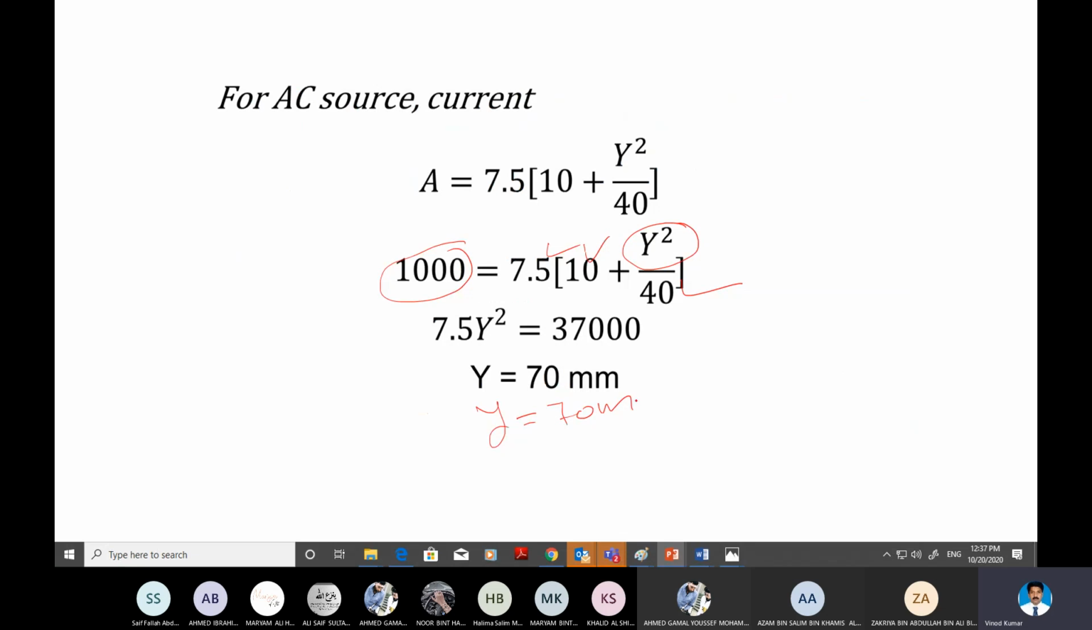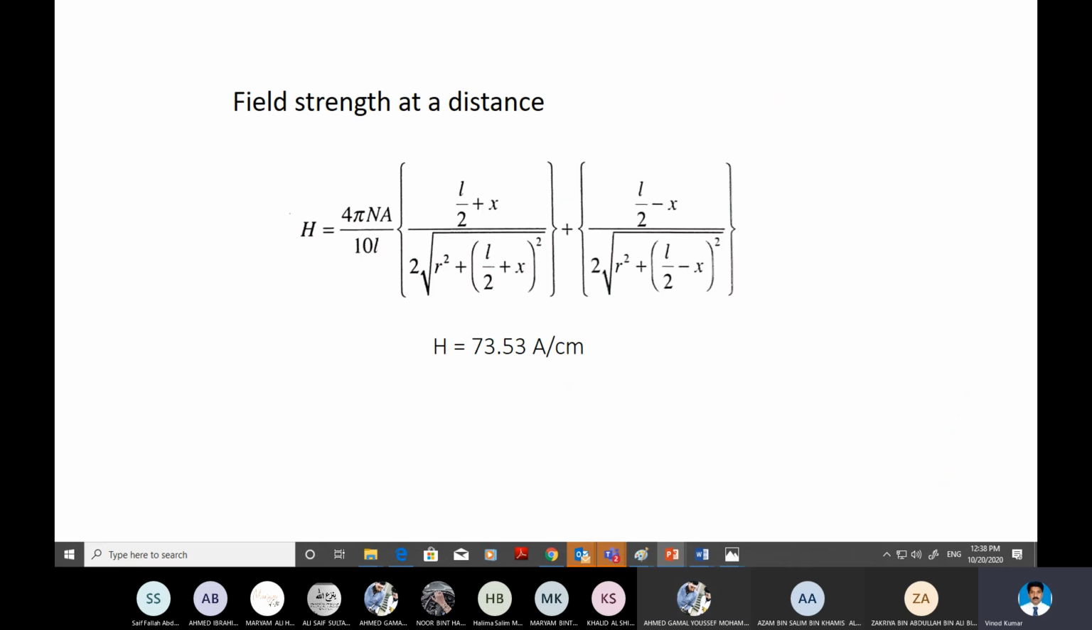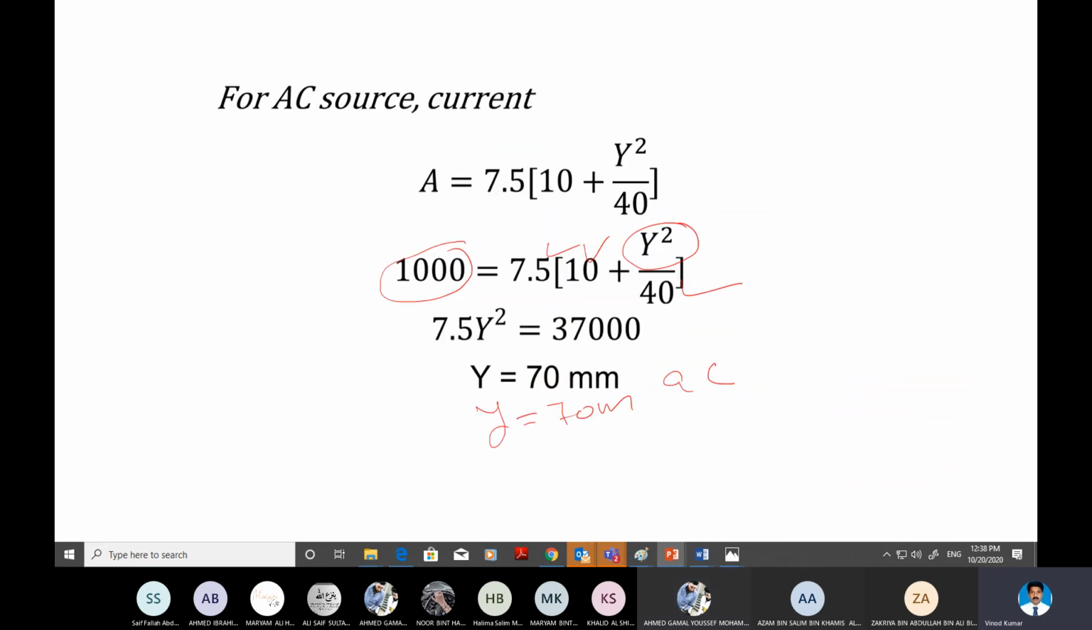So if you are going for AC and if you are going for DC, what spacing? You are an inspector working in the inspection department, what spacing will you apply to get this much fill?